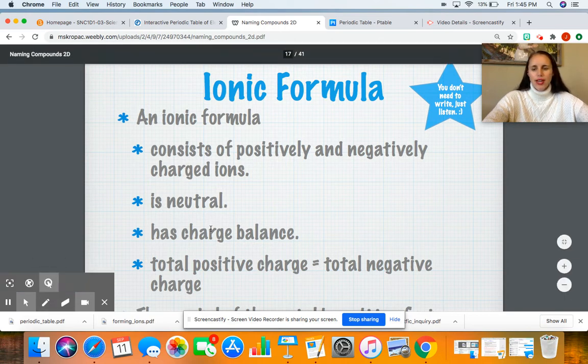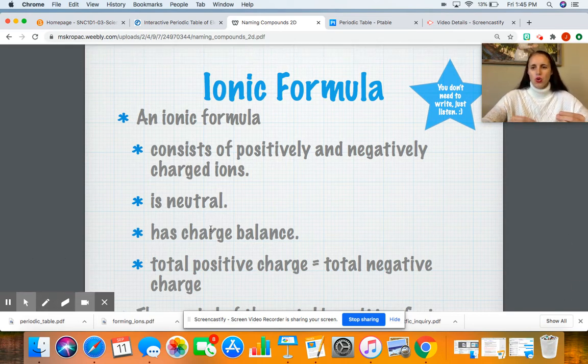So when I actually write out sodium chloride, sodium and chlorine are going to come together. Sodium is positive, chlorine is negative. They're going to cancel each other out. So overall, table salt is said to be neutral. Even though it has ions in it, overall it's actually neutral itself. We call that charge balance. The fact that those charges are canceling out, that's charge balance.